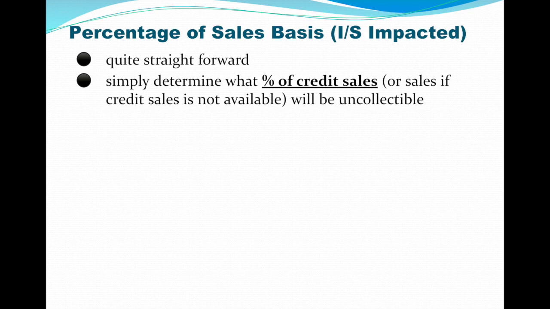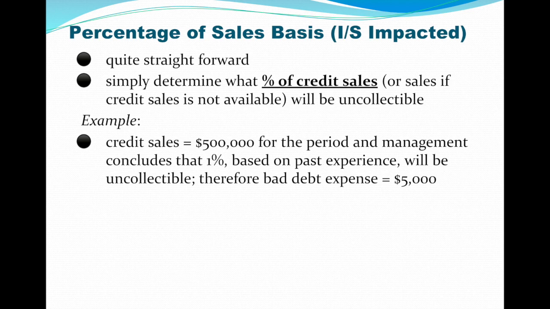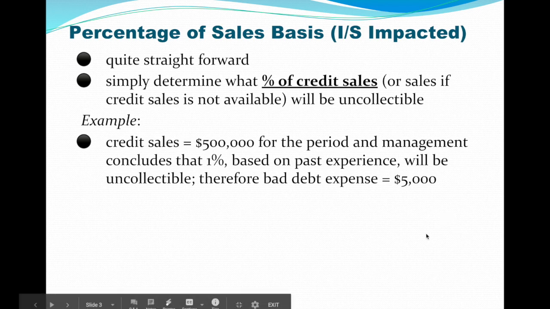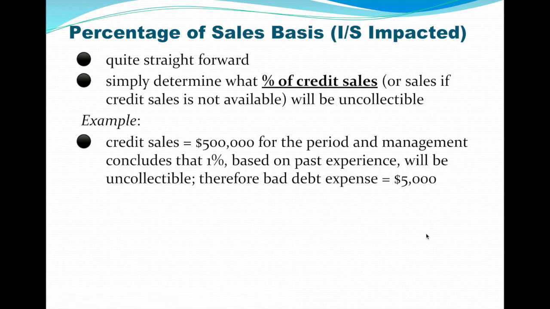So all you have to do is determine what percentage of credit sales, or sales if credit sales is not available, will be uncollectible. So all you got to do is look at the value of credit sales for the period, and if management were to conclude that, say, 1% is going to be uncollectible based on past experience, they'll usually say that, by the way. They'll usually say based on past experience in the question. So if they decide that 1% is uncollectible, then you just take 1% of 500,000, and that's 5,000.